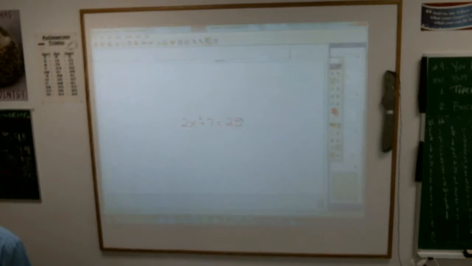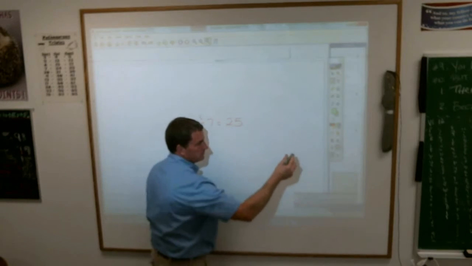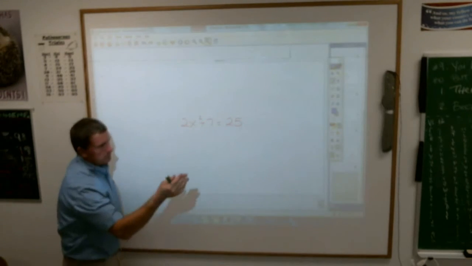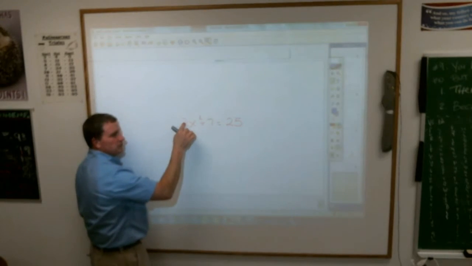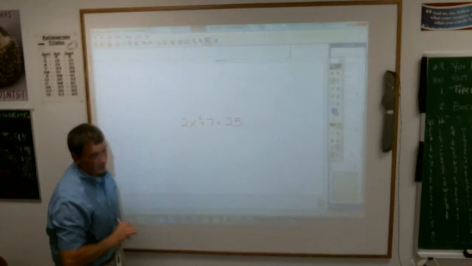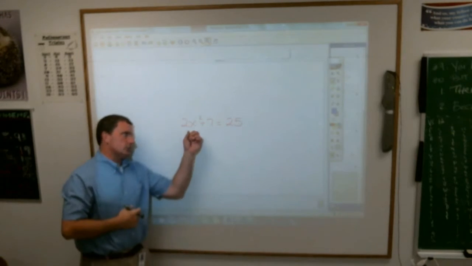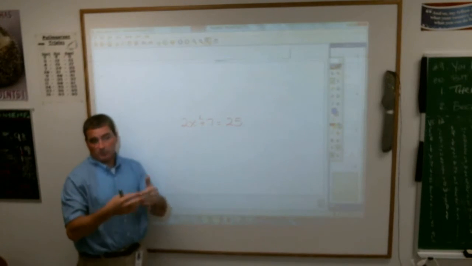Solving it just like a normal equation, I want to get x by itself. What do I do first? The last thing I do is deal with that square, it's not the square root yet. I need to get that x squared isolated, by itself, first. The last thing I'm going to do is take the square root.